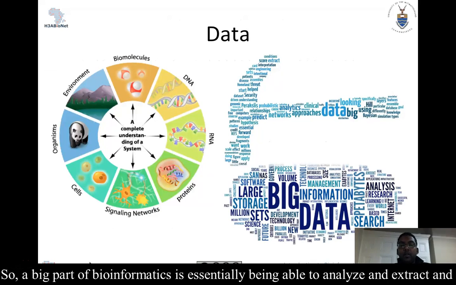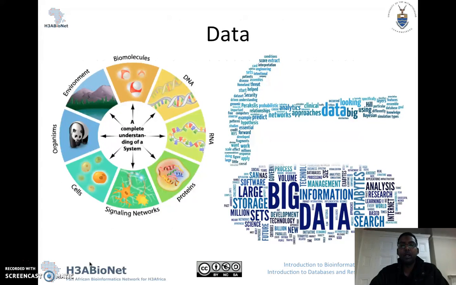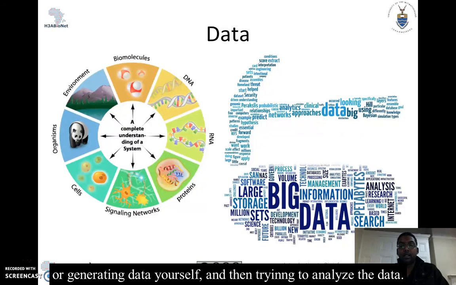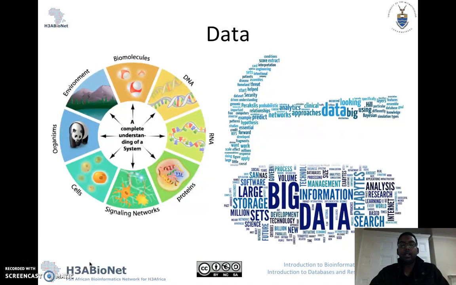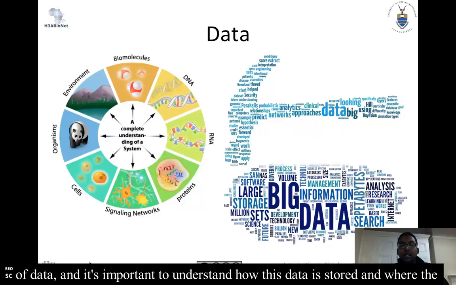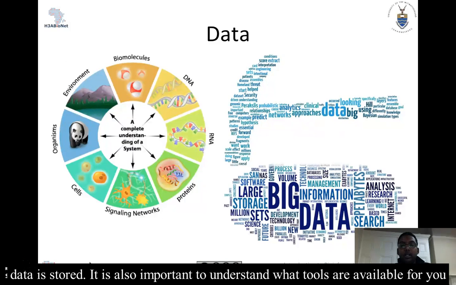So a big part of bioinformatics is essentially being able to analyze and extract and access data. In most instances, you'd either be using data that is stored in an online repository or generating data yourself and then trying to analyze the data. So in terms of data that's out there, there's a large variety of different types of data, and it's important to understand how this data is stored and where the data is stored.